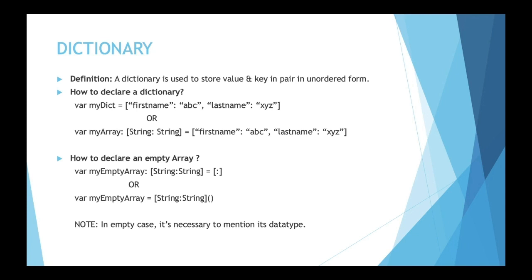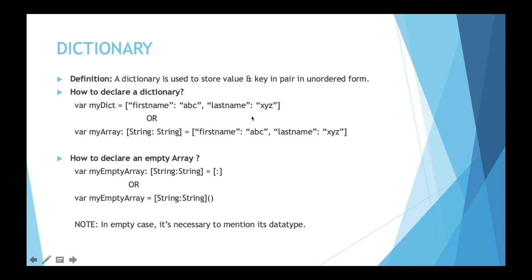Like in array, when we add values in it, it will be in order. Means first is at first position, second is at second position. But here this is unordered. First can be second, second can be first, like so. And how do we declare dictionary? Again, var or let keyword, then dictionary name equals to, within the square brackets, first name is the key in double quotes, colon, abc is the value. So this is a pair separated by a comma followed by second key value pair, and so on.